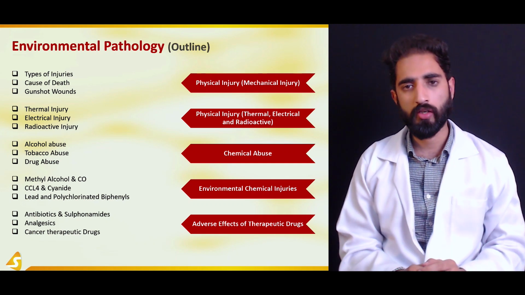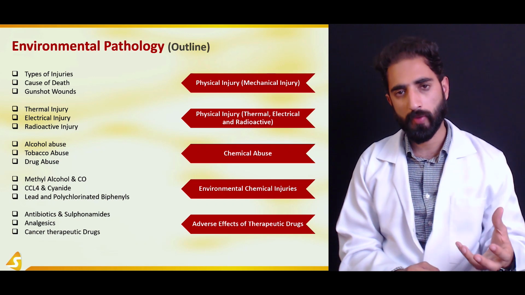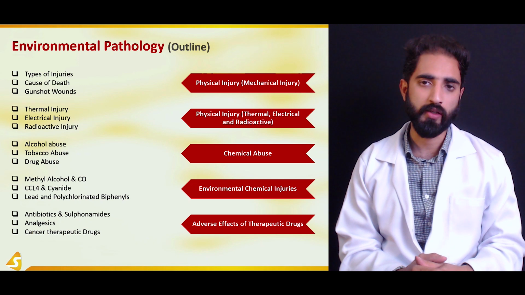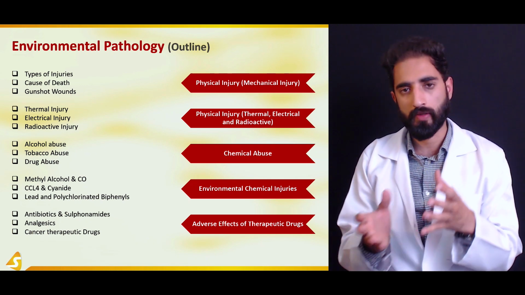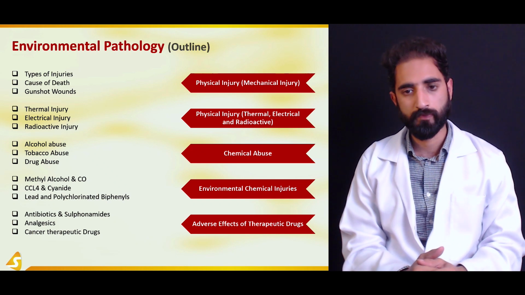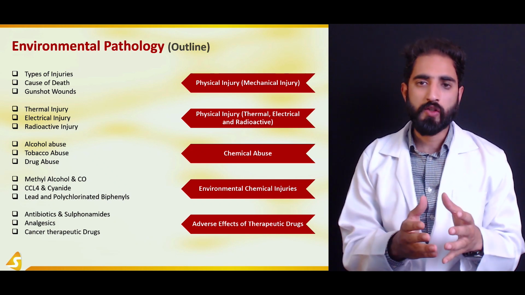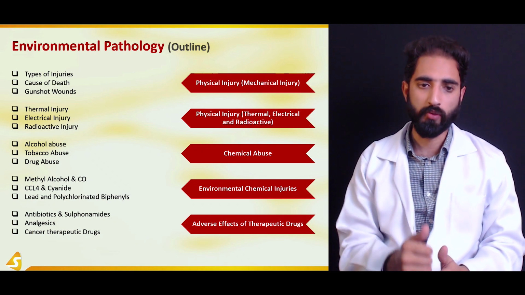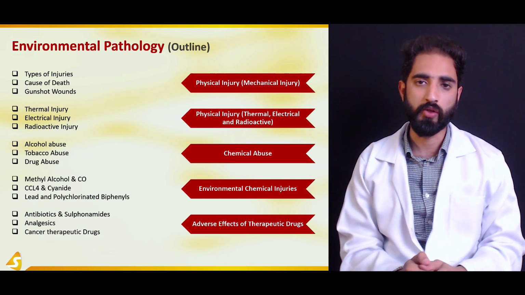So in mechanical injuries, we're going to look into the types of mechanical injuries, the causes of death because of mechanical injuries, and a specific type of mechanical injuries, which are gunshot wounds. In the next section, we're going to talk about the other types of physical injuries, including thermal, electrical, and radioactive injuries.